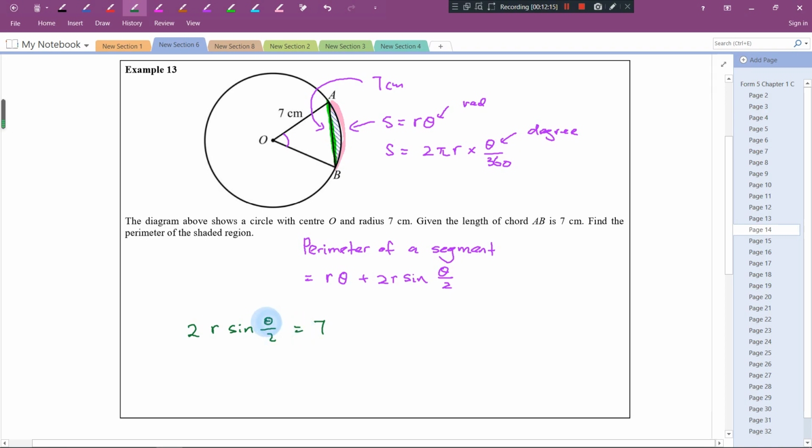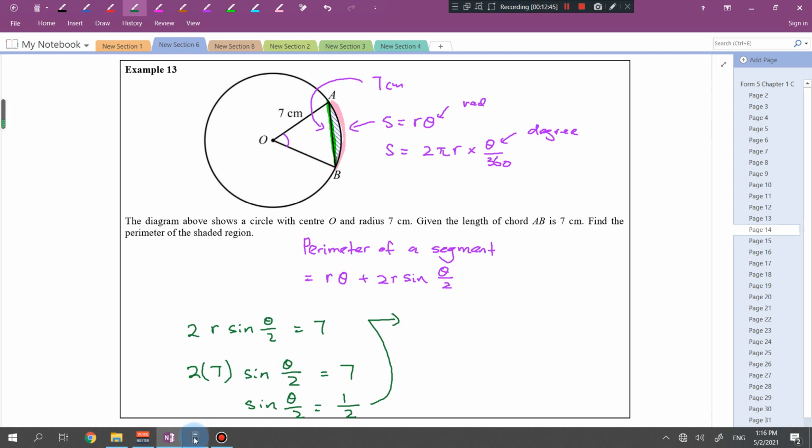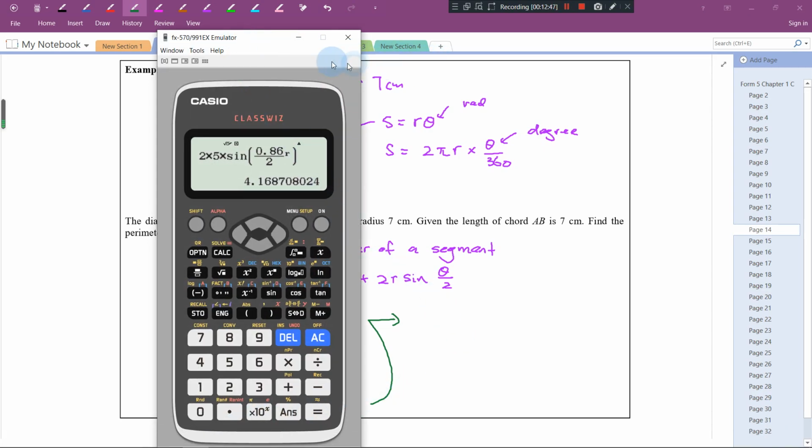So our job is to get the theta. But when you press your calculator, you have to be more careful here. 2, we just keep it as 2. What is the r in this case? It is 7 centimeters, the radius of this circle. 2 times 7 times sine theta over 2 is equal to 7. So sine theta over 2 is equal to 7 divided by 14, which is equal to 1 over 2. Okay, so until this step, you have to be more careful.